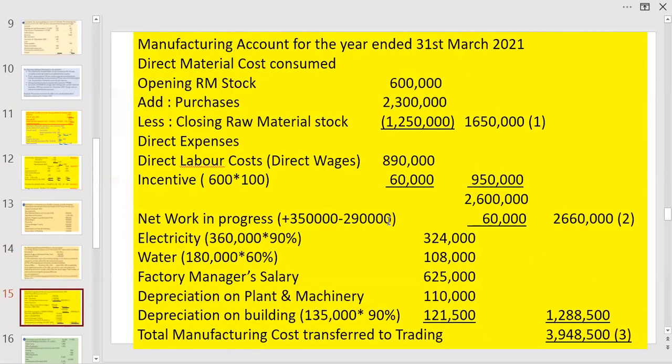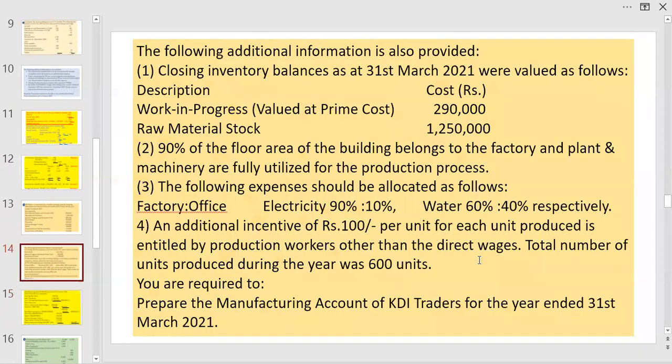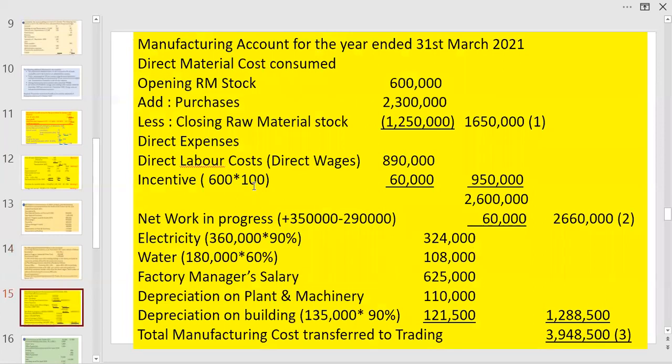Electricity 90%, water 60%. 90% of 360, 324, 60% of 180, 108. Fourth adjustment, an additional incentive of 100 per unit for each unit produced is entitled to the production workers other than the direct wages. This needs to be calculated since the units produced are 600, the amount is 60,000. With the adjustment, the following manufacturing account is prepared.